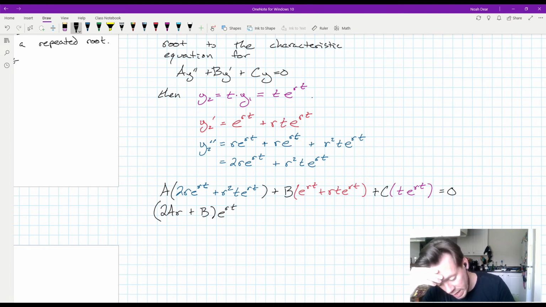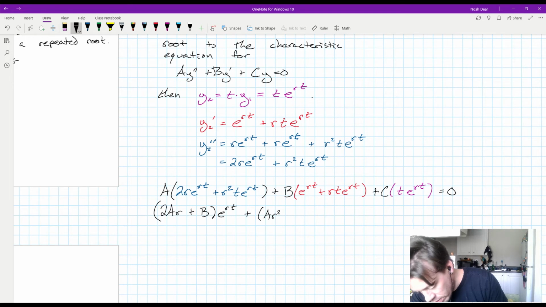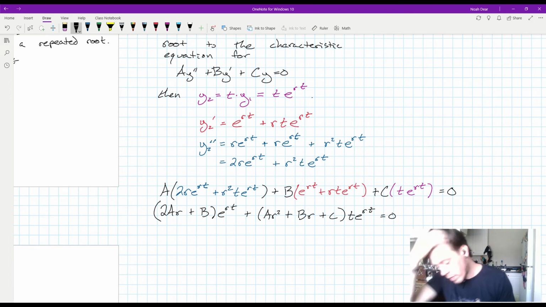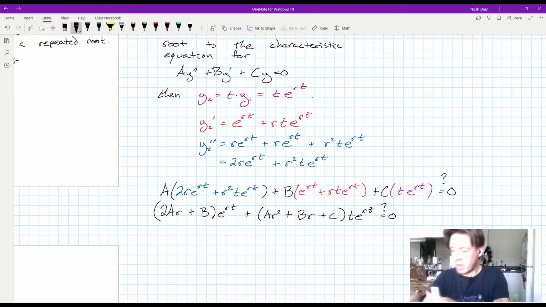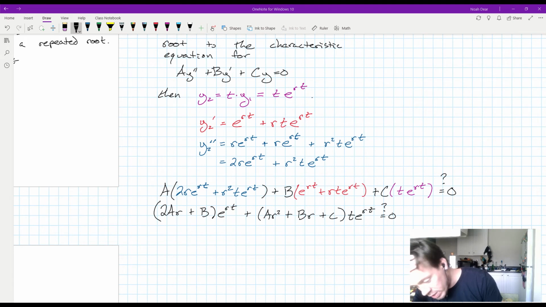And then we're going to get, plus, we want the t terms. We have a r squared t, actually I'm going to put the t after, plus b r plus c, t e to the rt equals 0. Now, as we look at this, we want to say, okay, is this actually a solution? Is this going to work, generally speaking? And the second part's actually the easier part here.